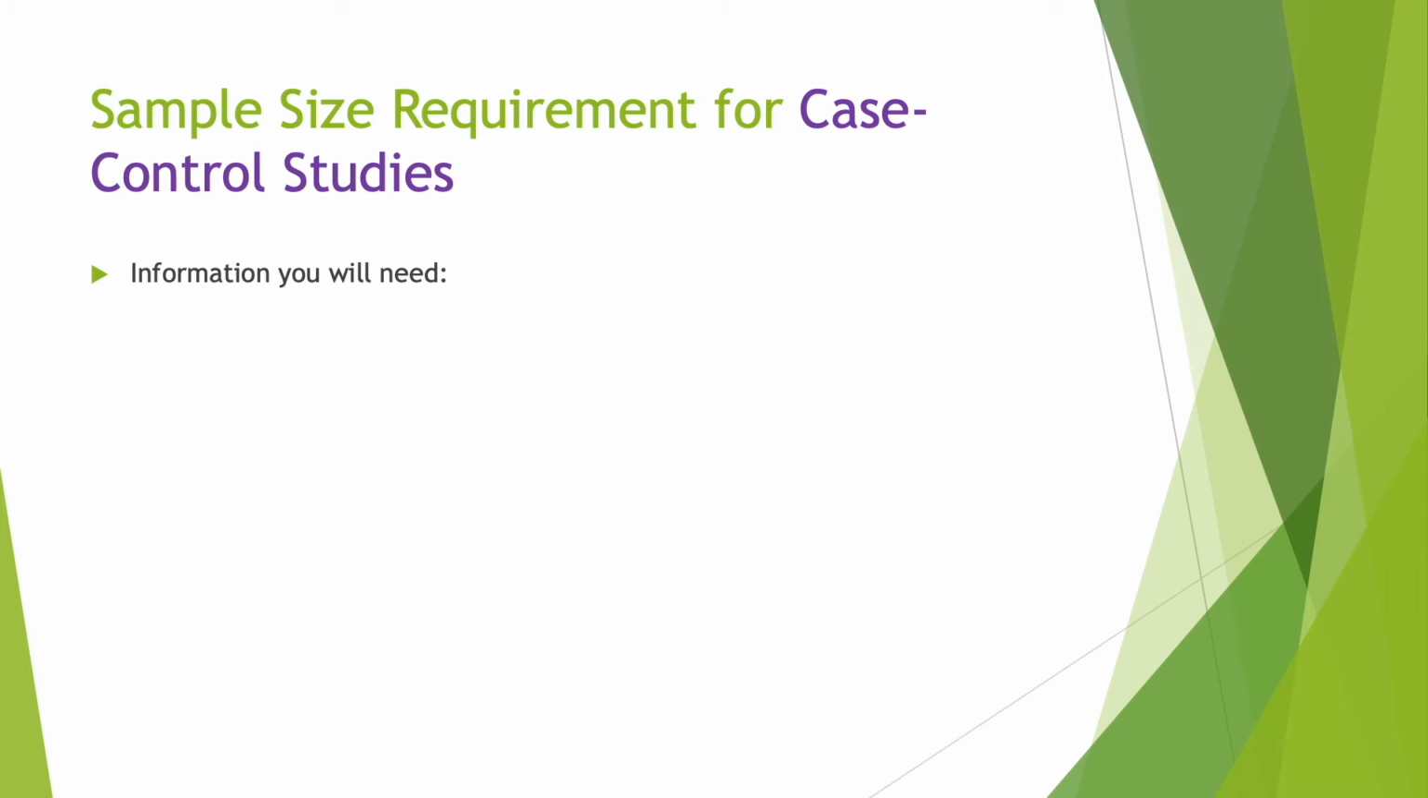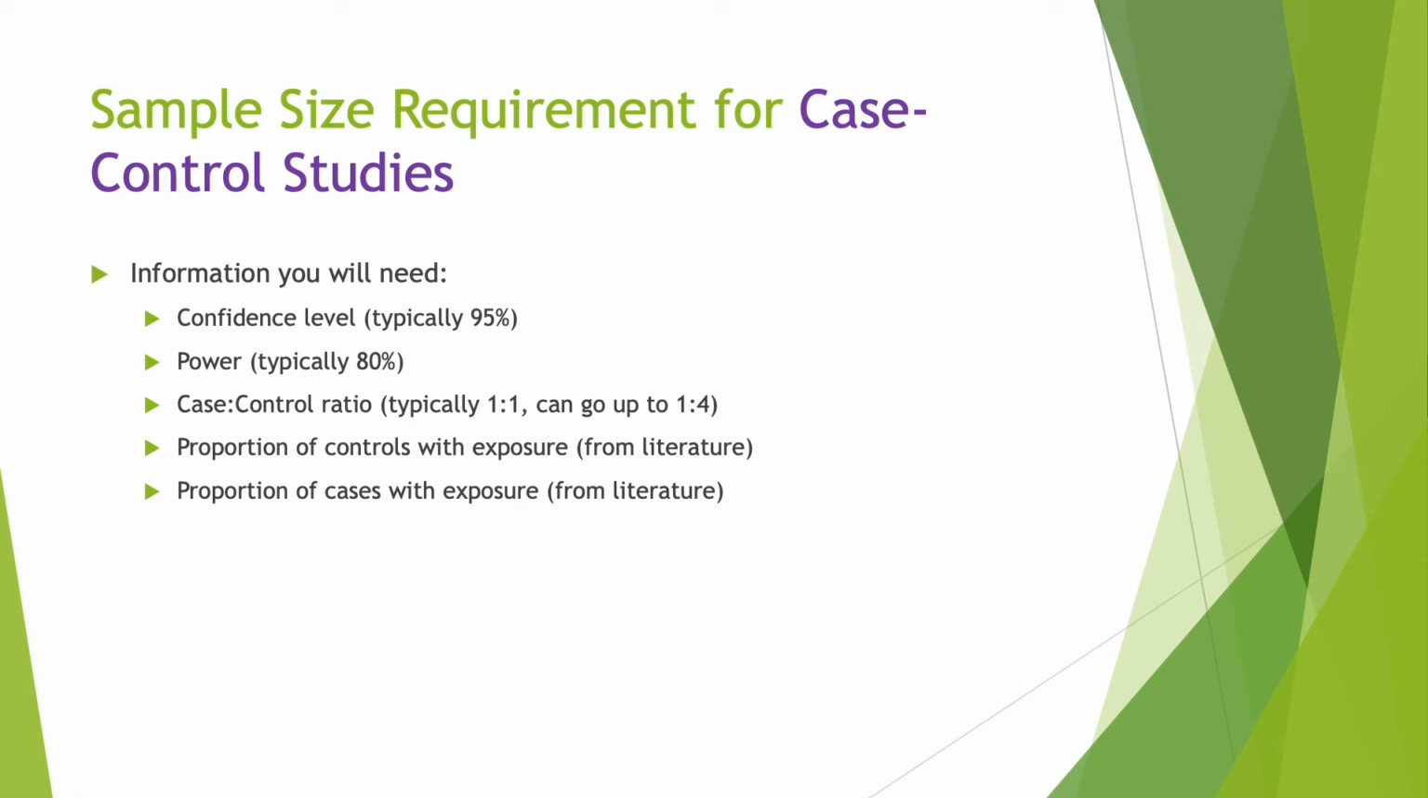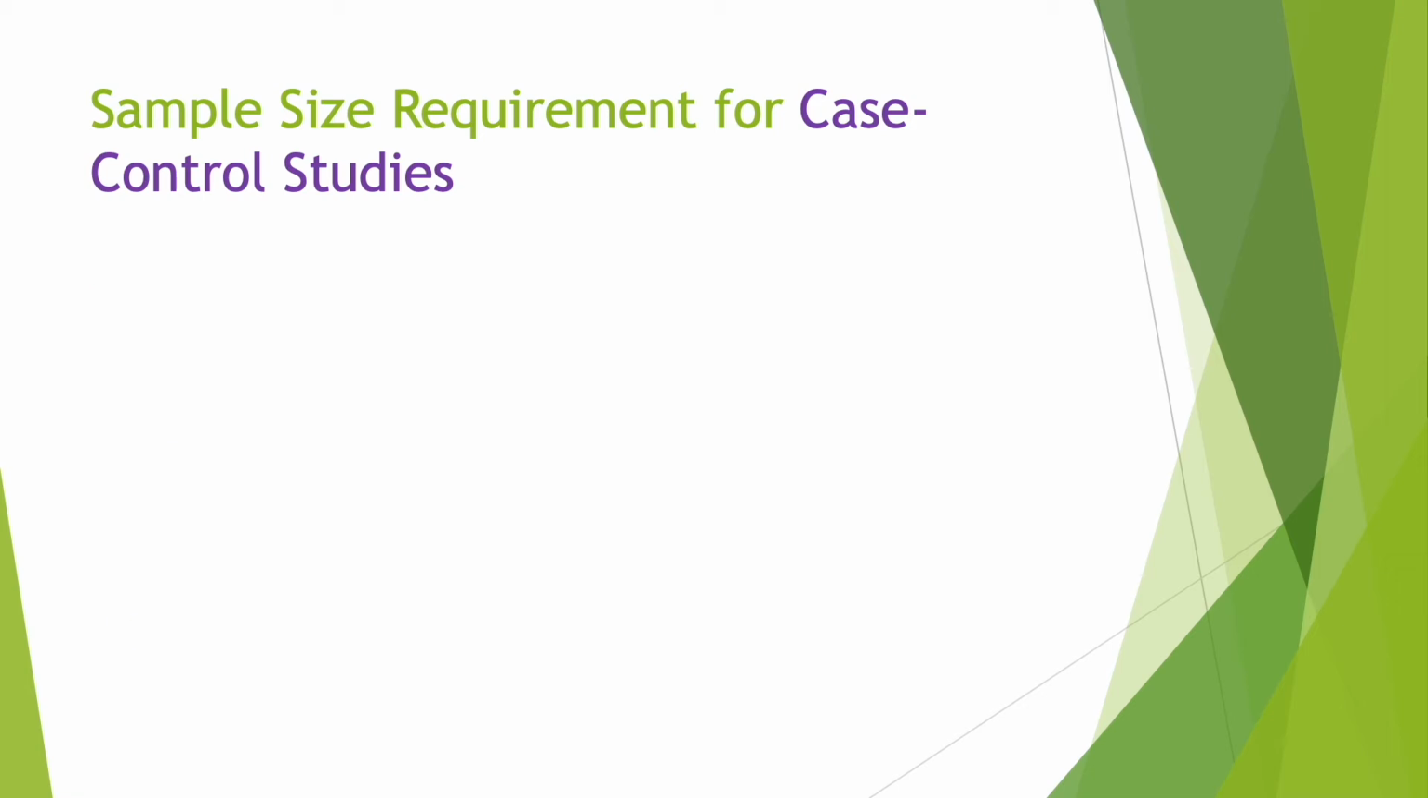When determining the sample size for case-control studies, you will need the following information: your desired confidence level, your desired power, your desired case-to-control ratio, the proportion of controls with exposure, and the proportion of cases with exposure. Once you have all of these, proceed to the OpenEpi web page.